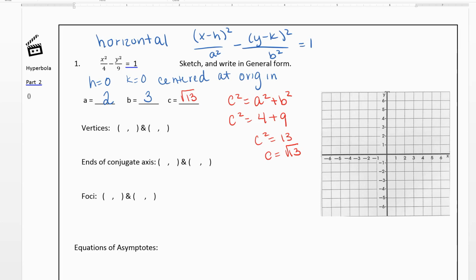Okay, so we know we're centered at the origin. And we know to get our vertices, we need to go, since this is horizontal, left and right by a. So right by 2 and left by 2. And then we need to go up and down by 3, since that's our b and that's our other direction. Now we're going to use those 4 points we just drew to do our guide rectangle.